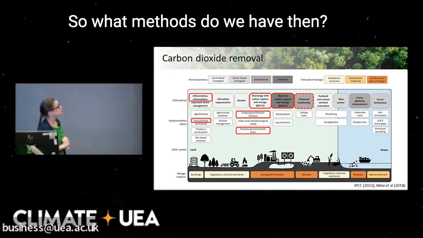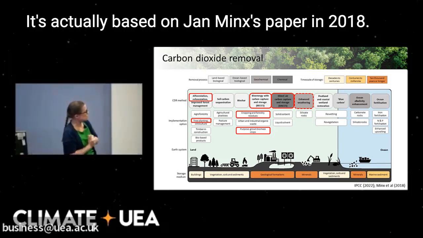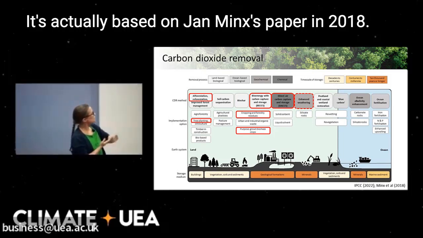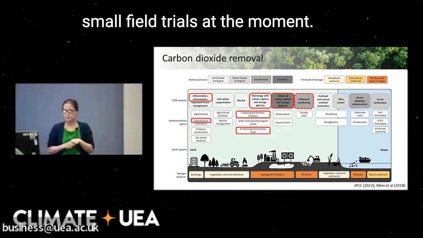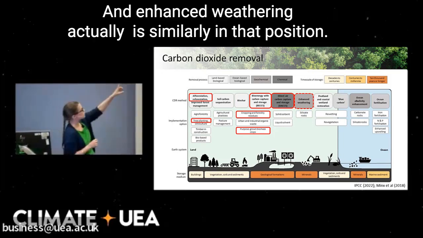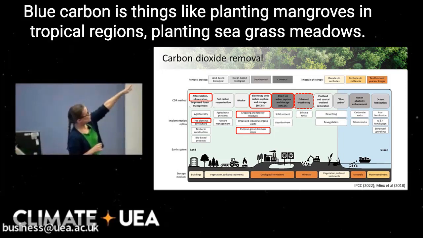So what methods do we have then? This is another summary diagram. It's actually based on Minx's paper in 2018. Ocean fertilisation is mostly the stuff of scientific research and some controlled small field trials at the moment. And enhanced weathering actually is similarly in that position. So these are things that are at a much earlier stage of research and development. Blue carbon is things like planting mangroves in tropical regions, planting seagrass meadows.